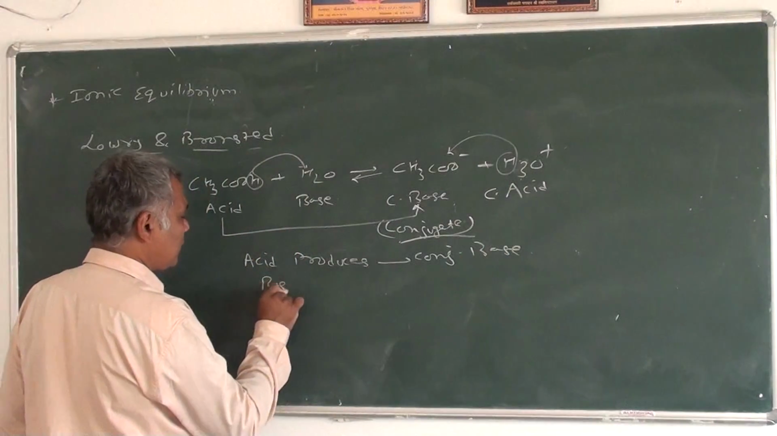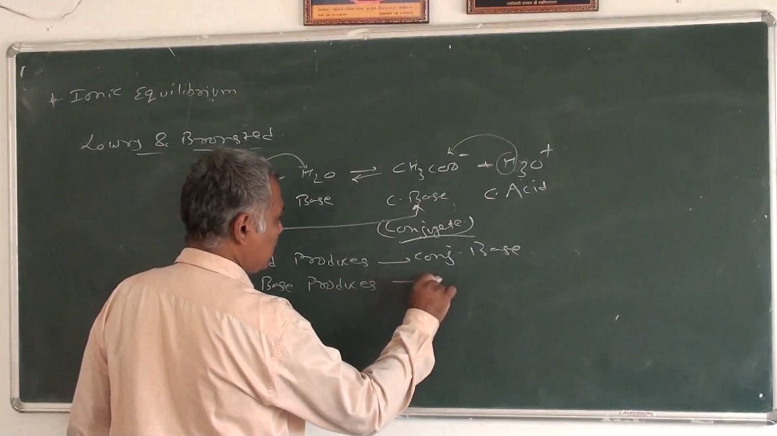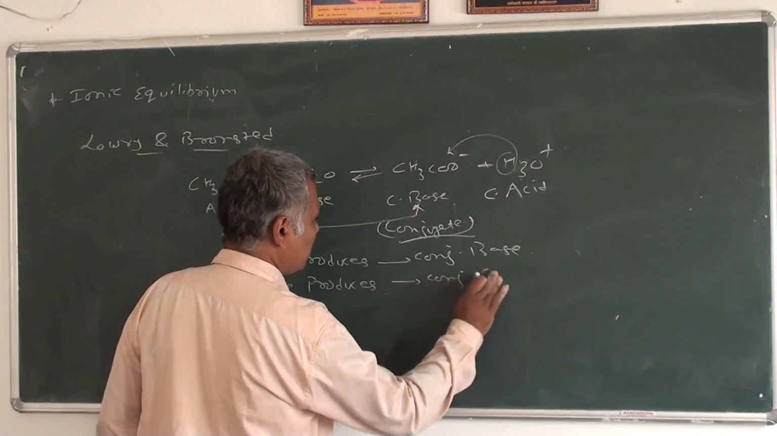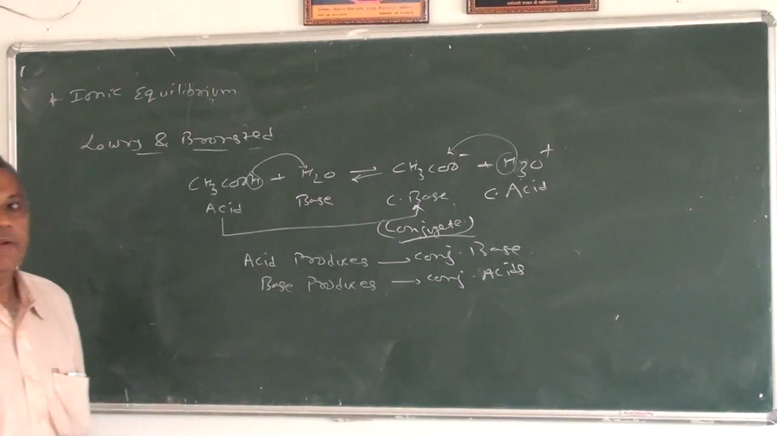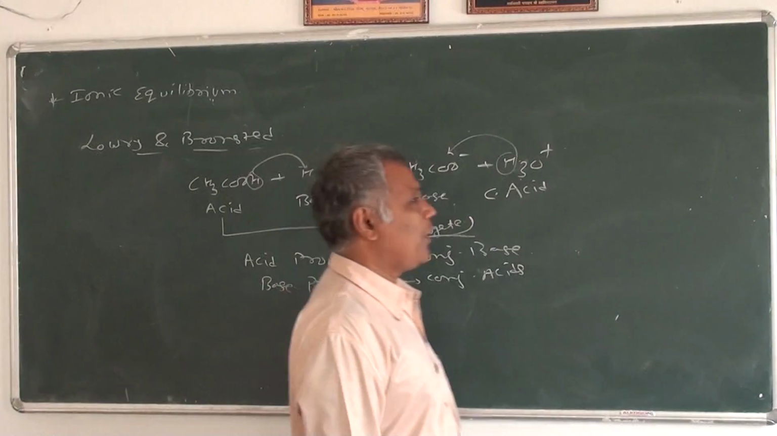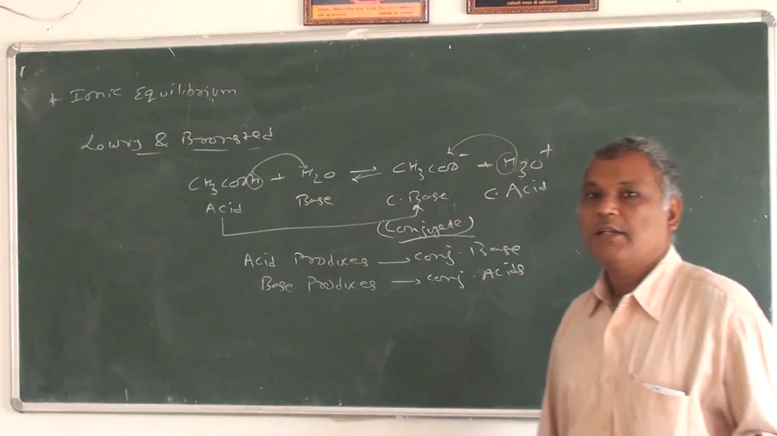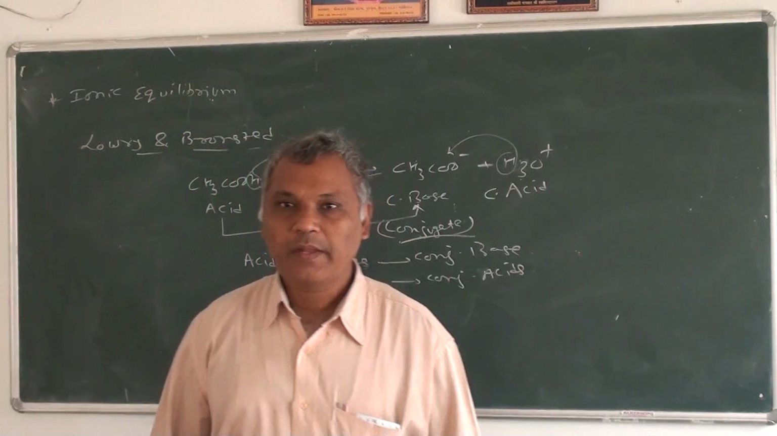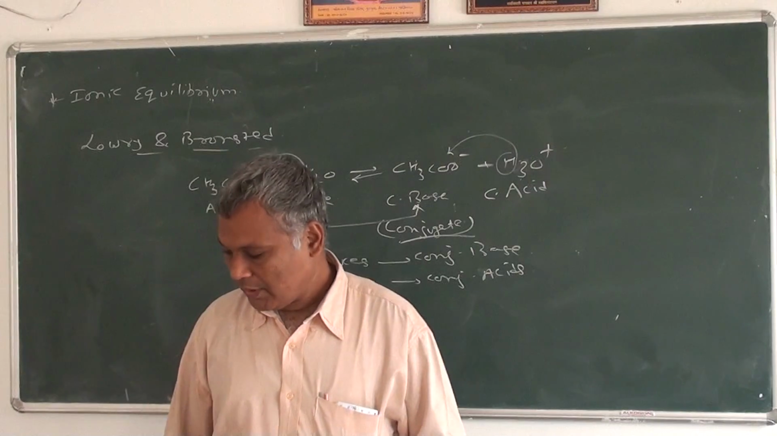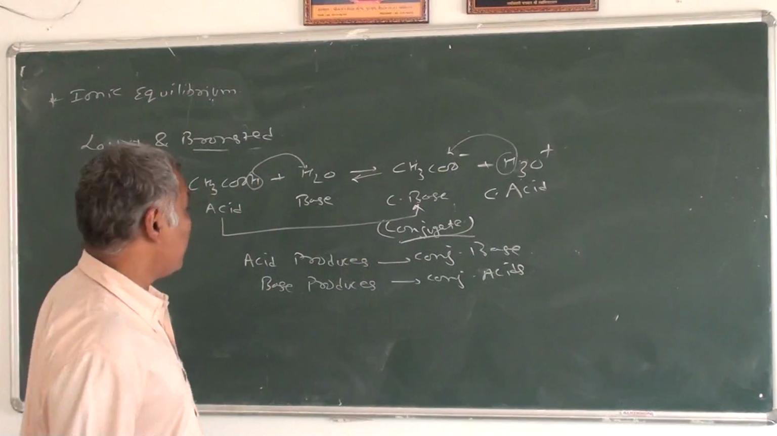And base produces conjugate acids. Right? So acid produces conjugate base and base produces conjugate acids. Conjugate acids and conjugate bases are strong in nature. Right? We'll discuss that concept later on. But this is how the reaction has to be written.